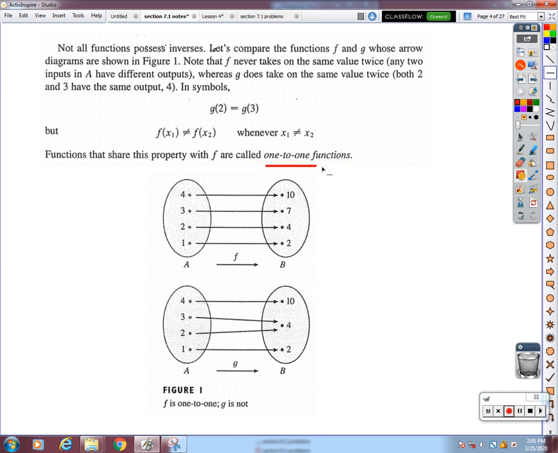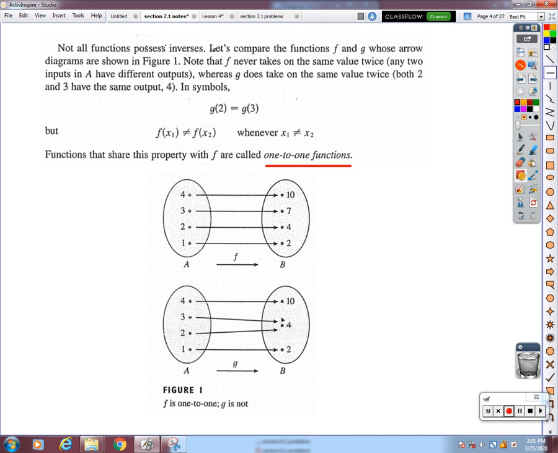Anyway, if you have a function that's one-to-one, then both the original and the inverse are functions. So this is a function because you never put the same number in twice and get a different answer back. The inverse of this would also be a function because if you think of these as the inputs and these as the outputs, then again you never put the same thing in more than once and get a different answer back.